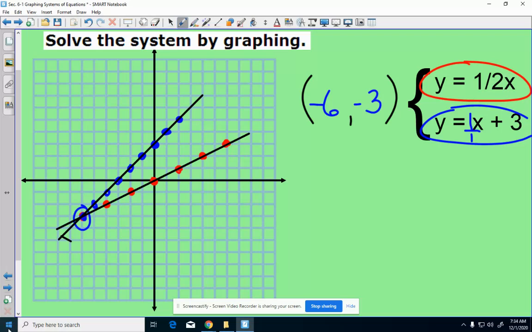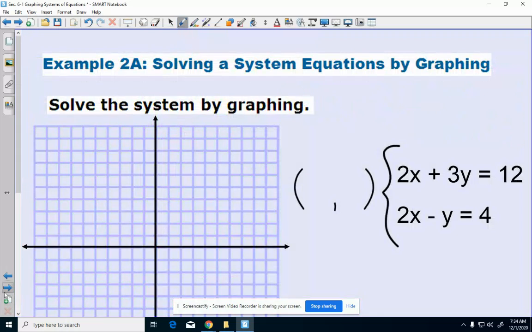Obviously, any of the red dots or any of the blue dots would work individually, but that one works for both. Okay, so that's kind of our goal, and that's why we're looking at graphing today, because it's a clear visual of what we want.